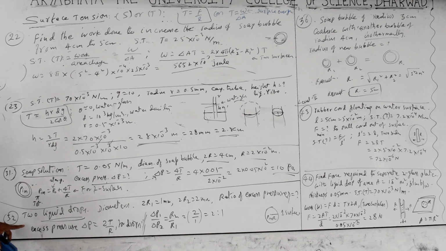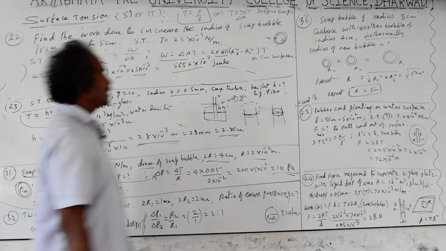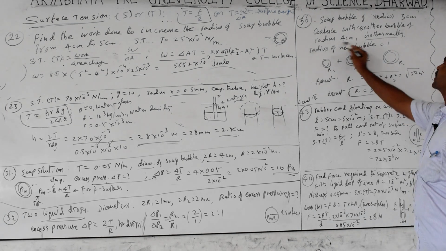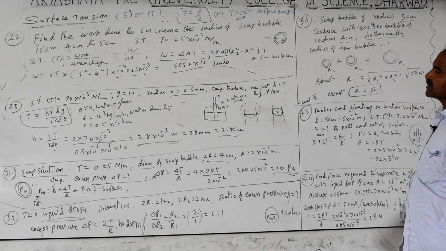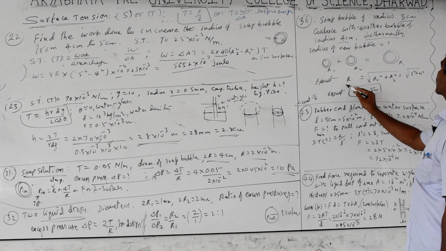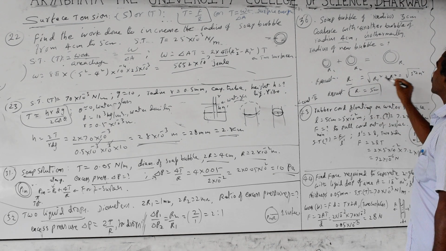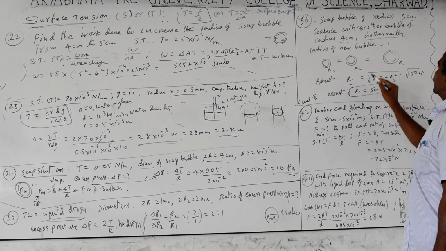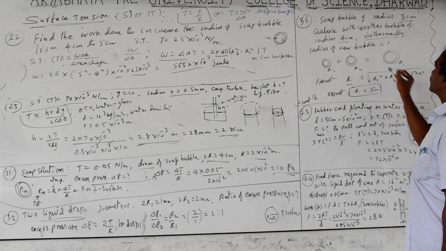Next, 32 will finish. 36. Bubbles of radius 3 centimeters and 4 centimeters coalesce, which means they merge. Under the external condition that temperature is constant, the resultant radius is equal to the square root of r1 square plus r2 square. You have to take this energy equal to this energy.